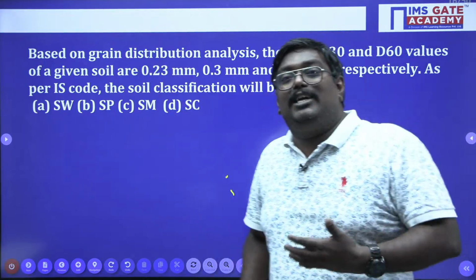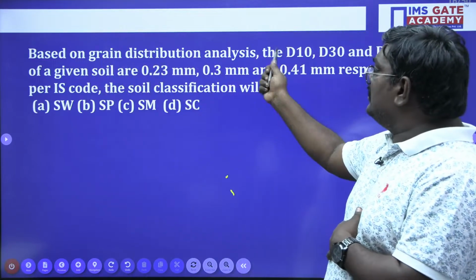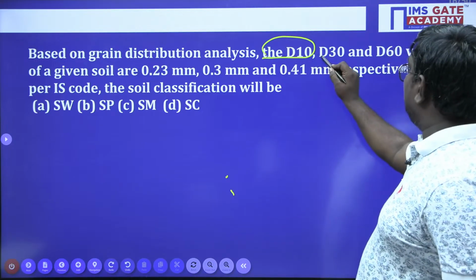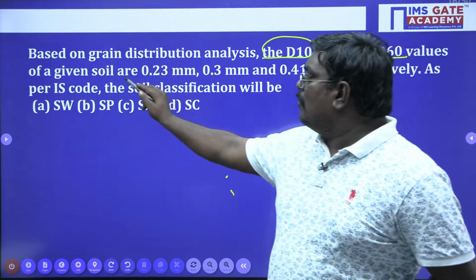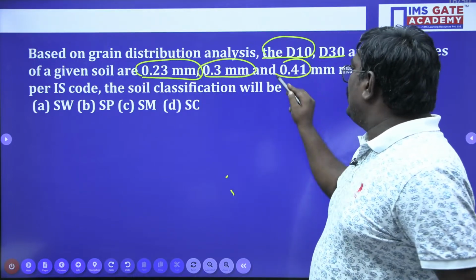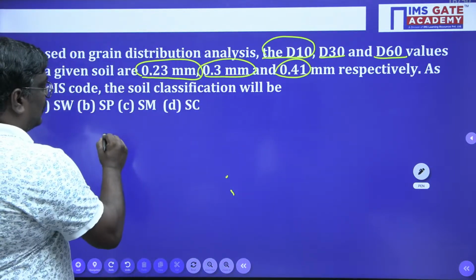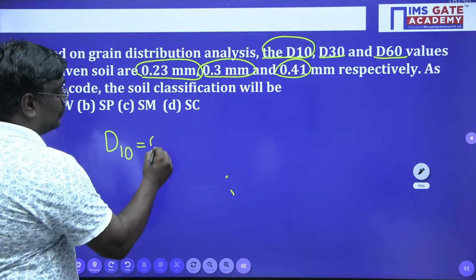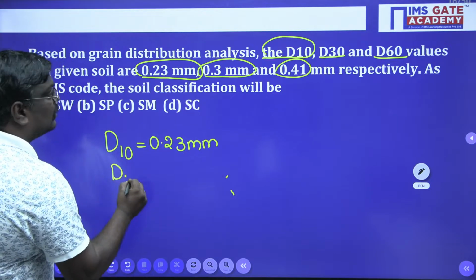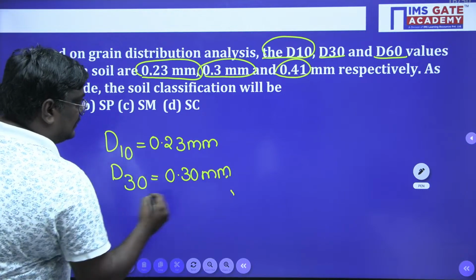Sometimes I get excited to tell you the truth, my dear students. So what is the question here? Based on the grain size distribution analysis, the D10, D30 and D60 values of a given soil are 0.23 mm, 0.3 mm and 0.41 mm. Here is the beautiful thing to observe. See students, D10 is how much? D10 value is given as 0.23 mm. D30 is 0.30 mm. And what is D60?